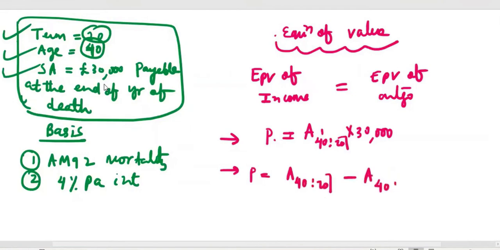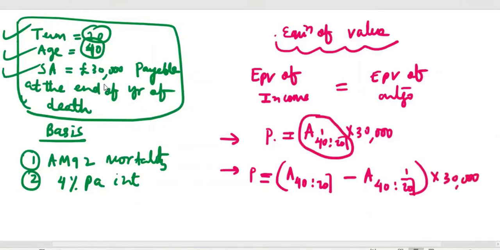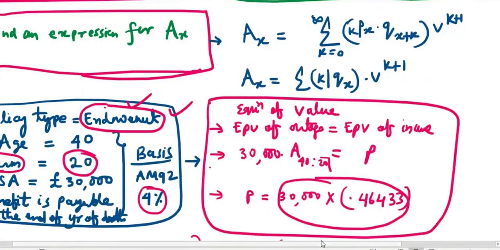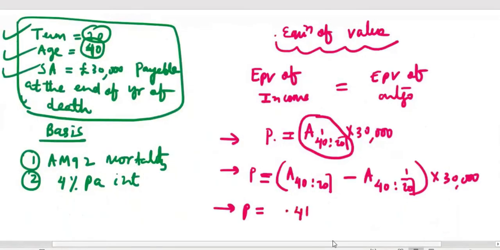minus A_{40:20}^1. This is pure endowment. So from the endowment, we are subtracting the pure endowment, the survival part. You will get the term or the death part here into 30,000. Now, as I mentioned earlier, this one you can see in the table, we found already, 0.46433 minus. For this you need to use the formula, the A_{x:n}^1 formula, P_{x:n} v^n.